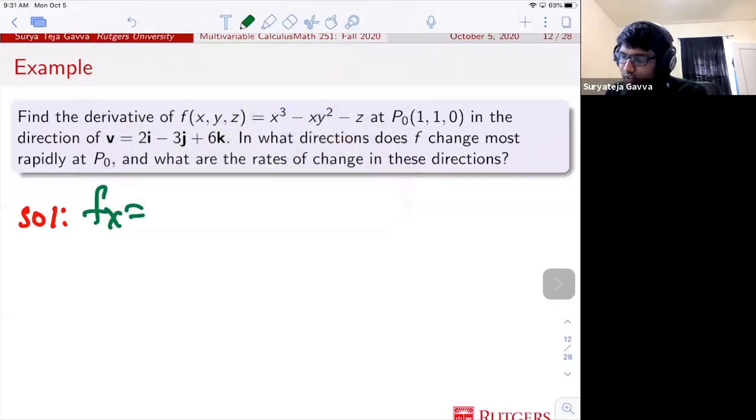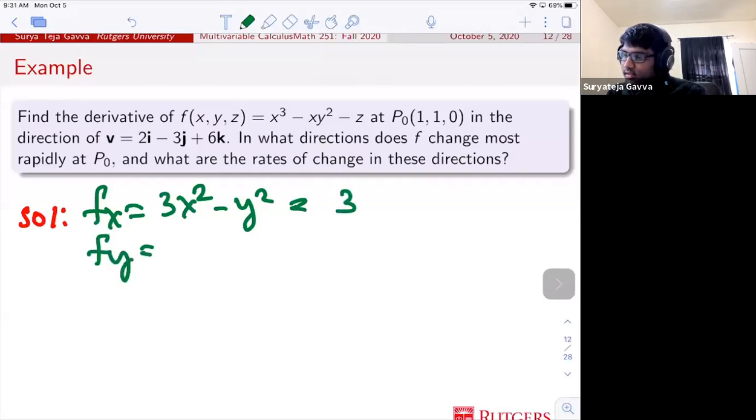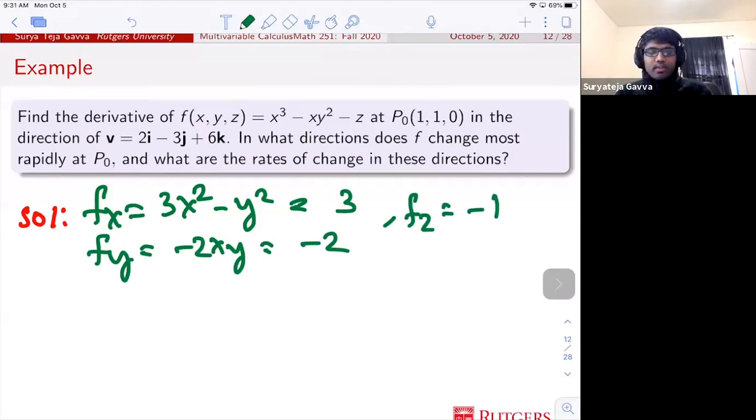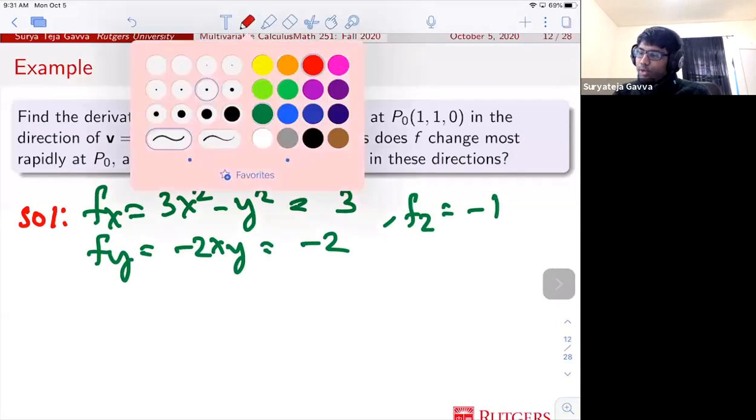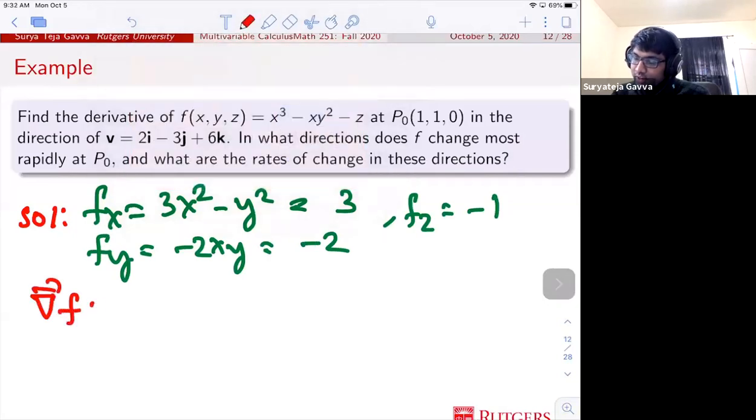So f_x is, can you tell me what f_x is? Just 3x squared minus y squared, which is 3. f_y is minus 2xy, which is minus 2. And similarly, f_z is nothing but minus 1. So if I put all this information together, you see that the gradient of f is nothing but (3, minus 2, 1, minus 1). This is the gradient vector.